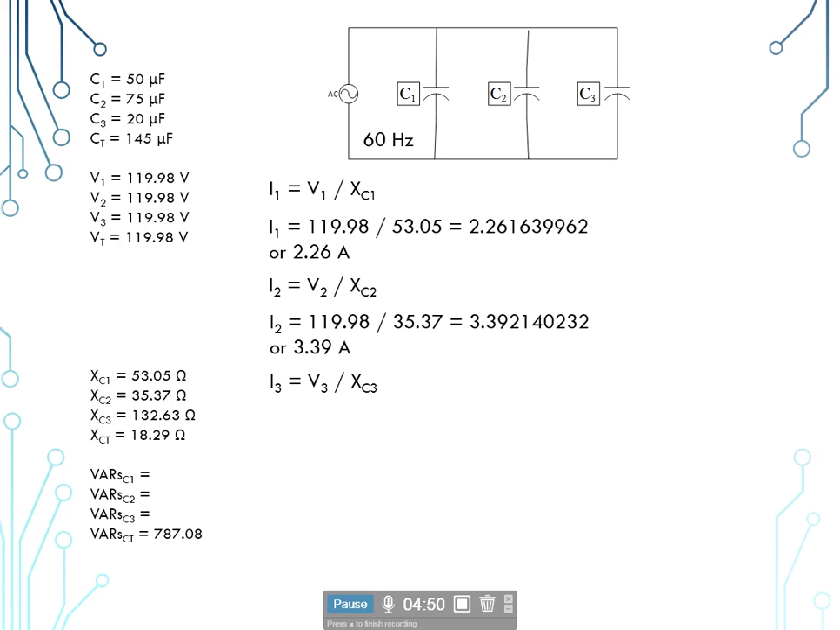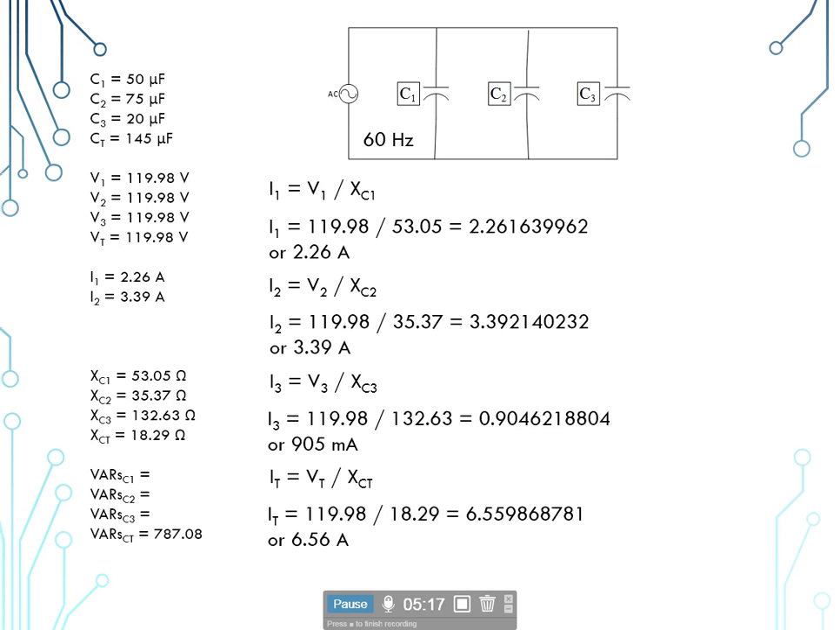I sub 3 is equal to V sub 3 divided by X sub C3. So 119.98 volts divided by 132.63 gives us 905 milliamps. For our total current, we'll simply divide our total voltage by our total capacitive reactance. 119.98 divided by 18.29 gives us a total of 6.56 amps for this circuit.